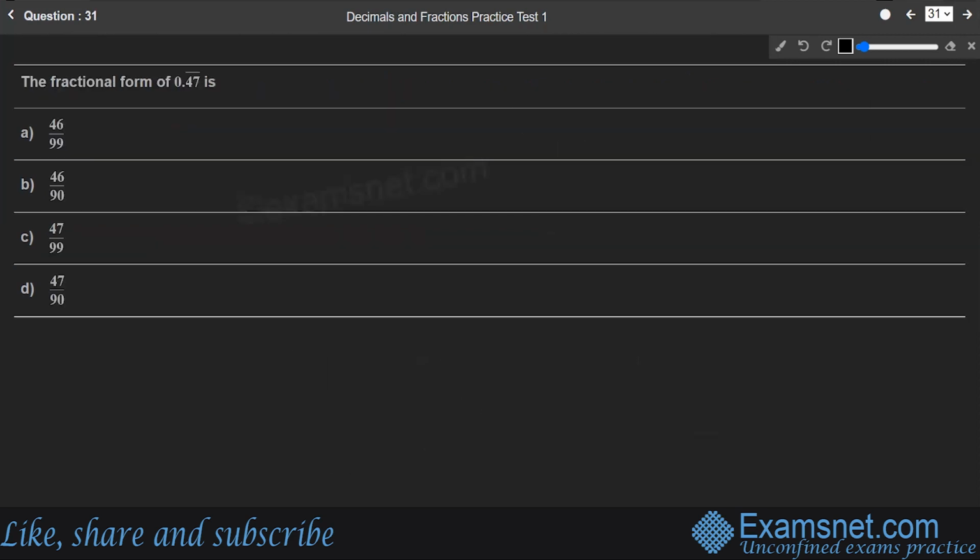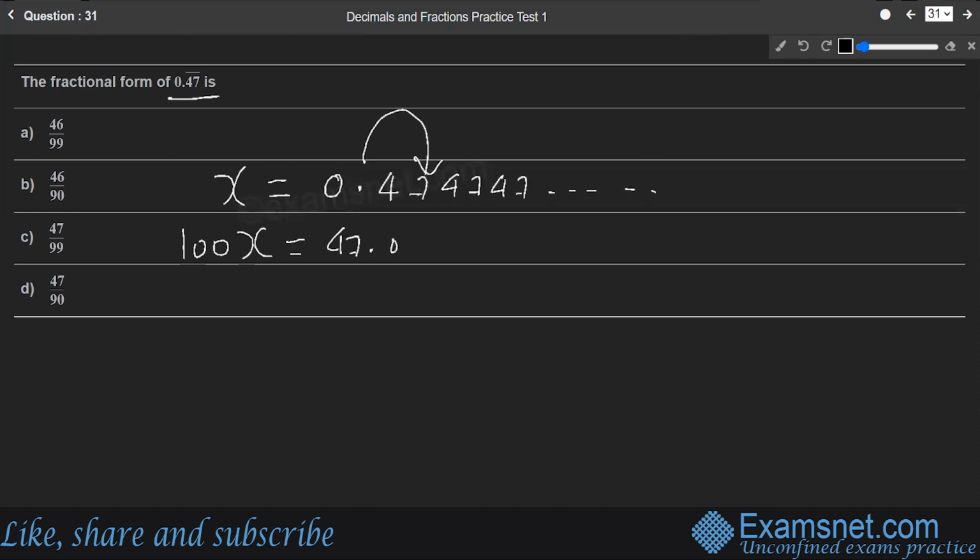Now, the fractional form of 0.47 bar. Clearly we are given the number 0.47 bar. Bar means it has to continue till infinity. Let us assume this number as x. The x is 0.474747. Now, if we want to shift our decimal to the next time it starts repeating, we'll have to shift the decimal by 2 places. For that, we need to multiply the number by 100. Then only the 2 places decimal will be shifted. So if you multiply the number by 100, then 100x is equal to 47.474747 till infinity.